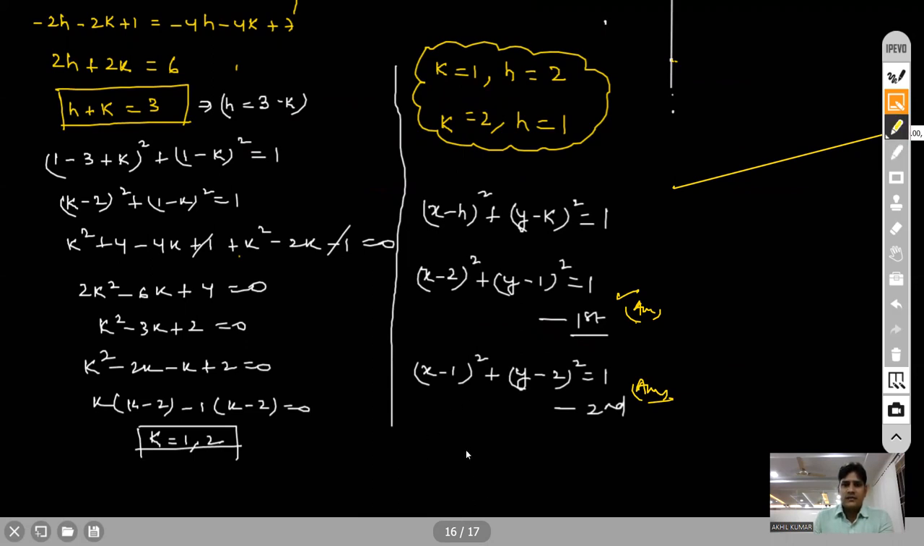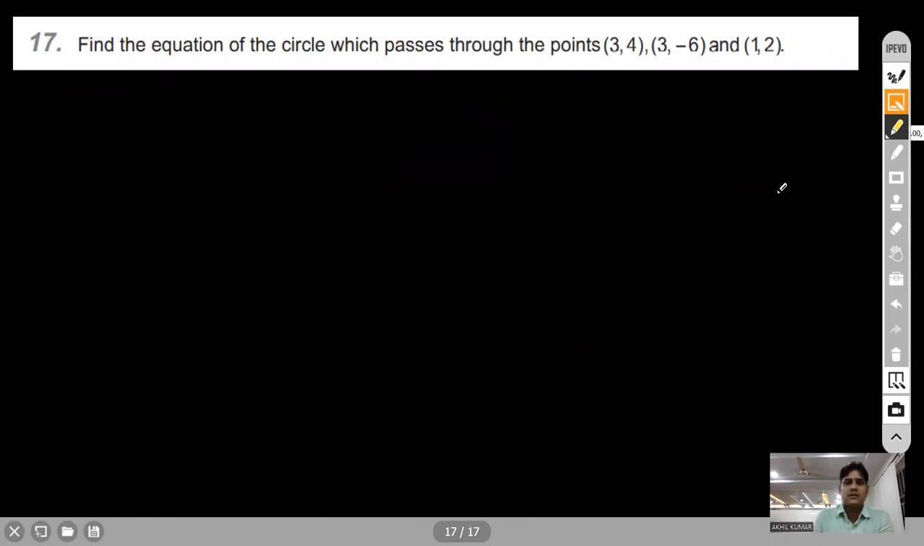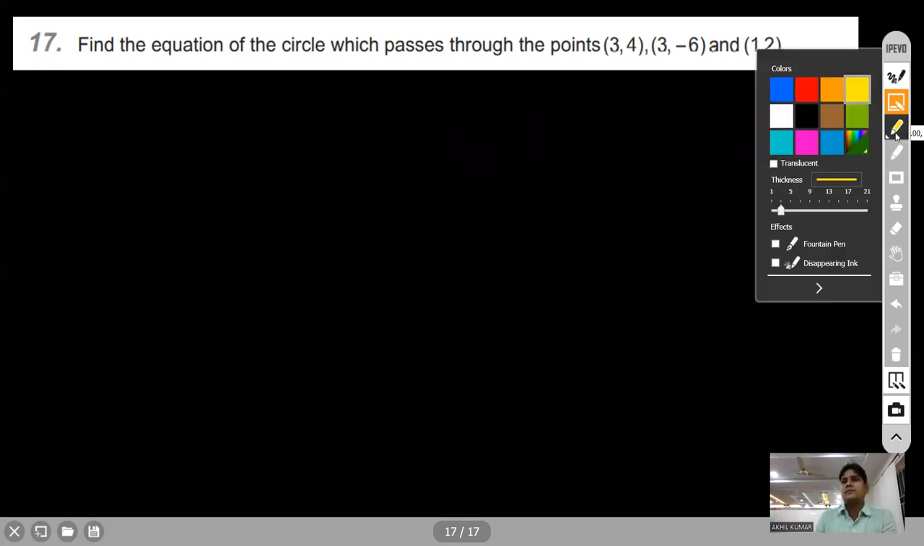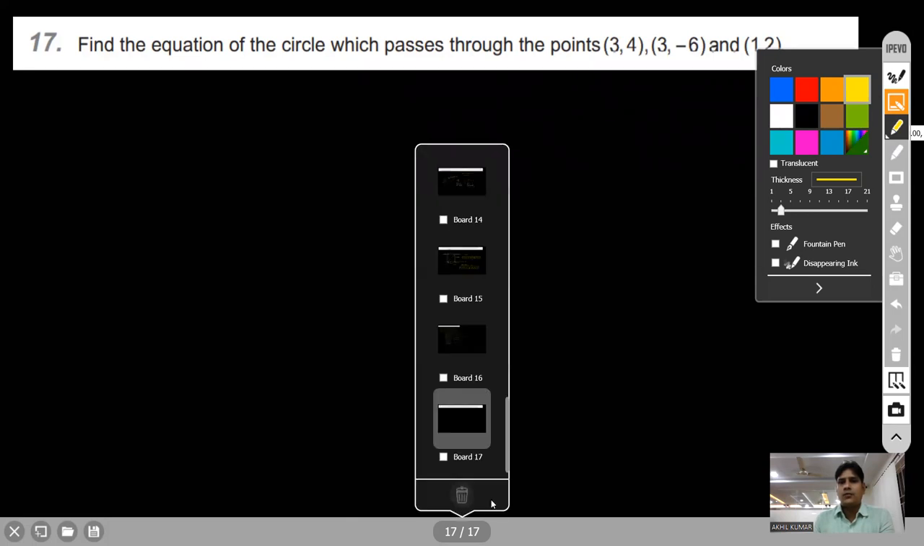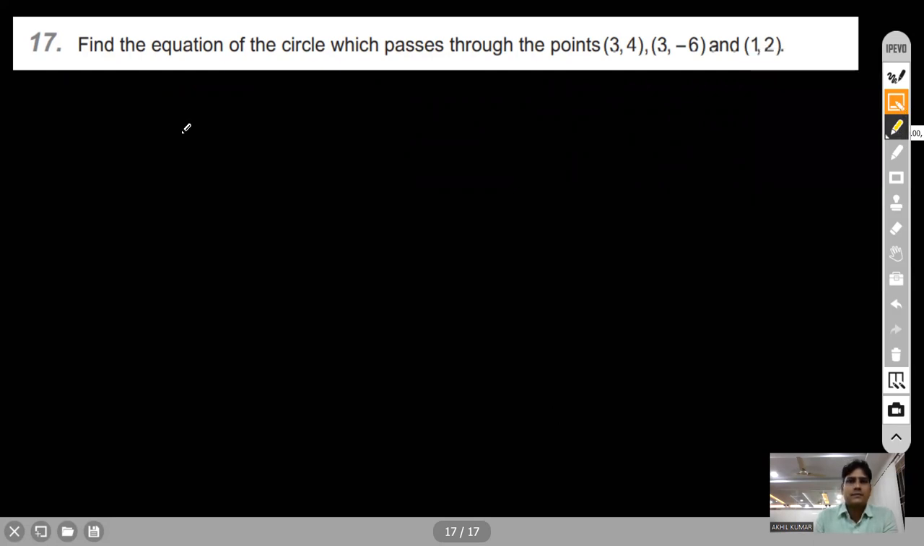So moving ahead, this is our last question of this exercise, exercise number 2. It is saying, find the equation of circle which passes through the points (3, 4), (3, -6), and (1, 2). Through 2 points, infinite number of circles can pass, but through three non-collinear points, only one circle can pass.